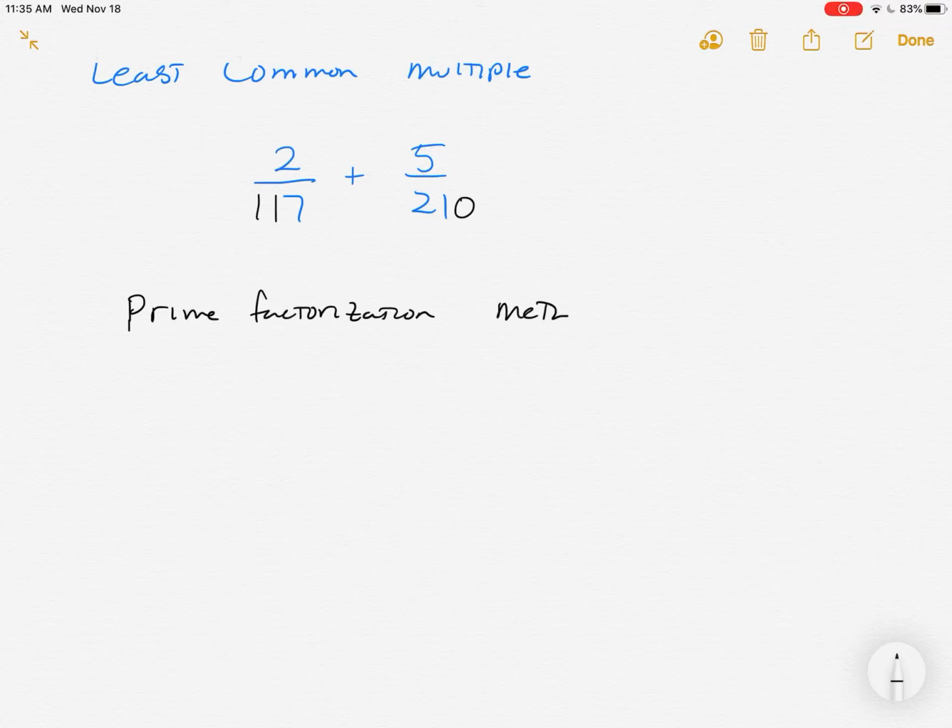Now remember what a multiple is. A multiple is a number that's bigger than the number. There's an infinite number of multiples. So I would be looking for a number that's bigger than 117 and 210 that they both go into, or at least as big as them. And that's what I'm after. And so we're going to build and build big. So the first step is to prime factorize each number.